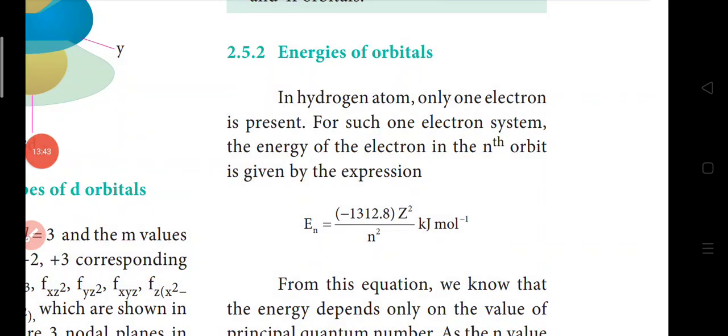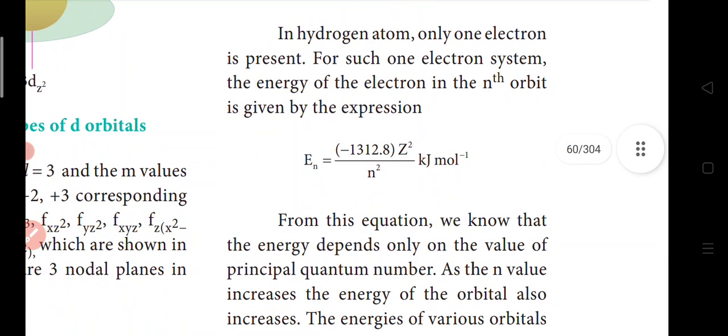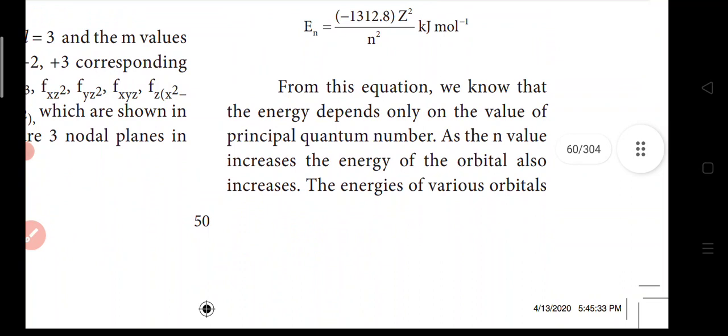So we are going on to the energies of orbitals. So in hydrogen atom only one electron is present. So adukona electron system energy of electron system எப்படி இருக்கும்னா En is equal to minus of 1312.8 Z square by n square kilojoules per mole. So in the equation we know the energy depends only on the value of principal quantum number because n இருக்கு அந்த இடத்துல. So n is the principal quantum number.